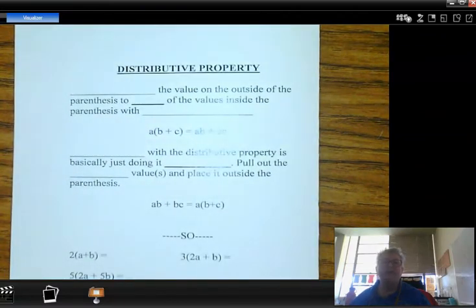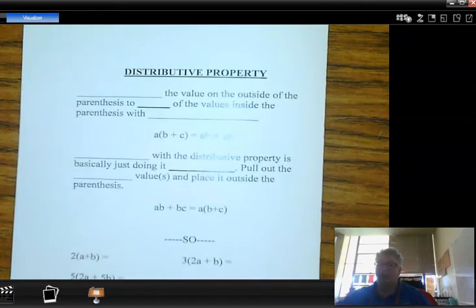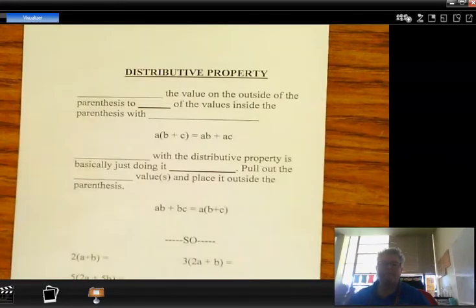Distributive property. Now, we have done this before. And this is something that sixth graders struggle with, and that's okay. That's why we do it a couple of times. You're going to also do it a couple of times in seventh grade. So don't worry if it didn't make sense right away. All right, so let's do this.